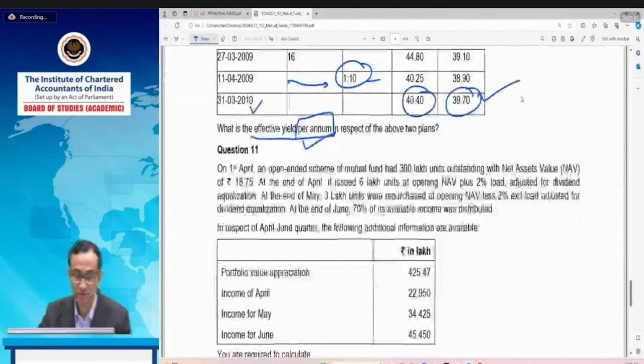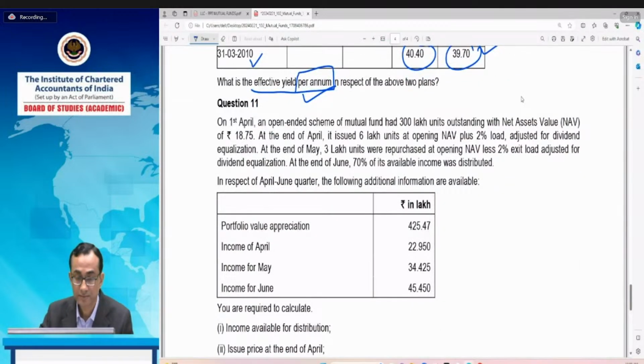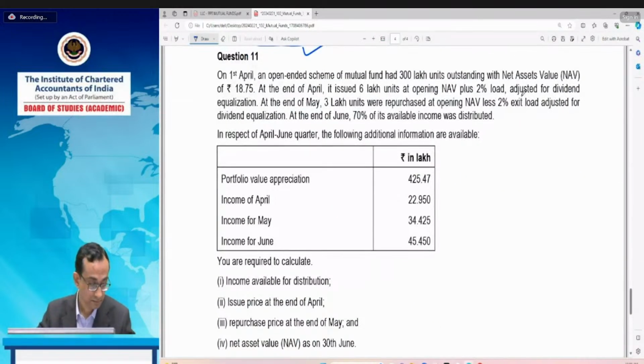So let us proceed to the last question, which is question number 11. Now, let us read this question first. It is an open-ended scheme. There are 3 lakh units outstanding with a net asset value of 18.75. And at the end of the month of April, 6 lakh additional units were issued. 6 lakh additional units were introduced. And it is adjusted for dividend equalization.